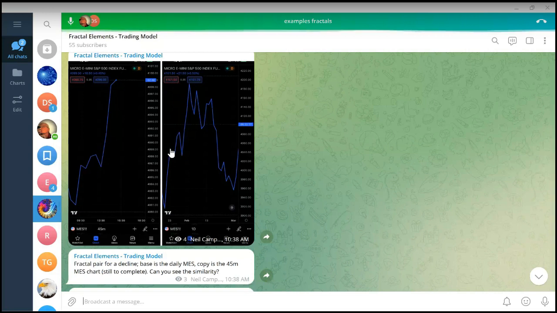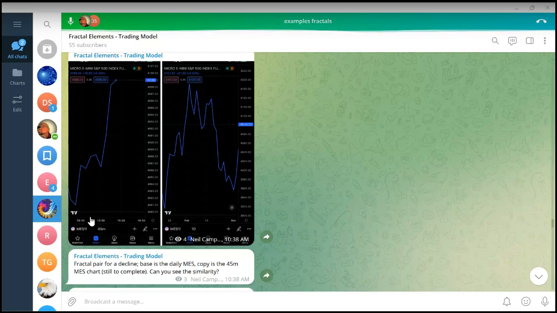1, 2, 3, 4, 5. Now, this leg is a little bit bigger than this leg here. Now, on the daily, this leg here is equal to this leg here. So you have to kind of use the art form to say, well, this is pretty darn similar, and this is pretty darn similar here.